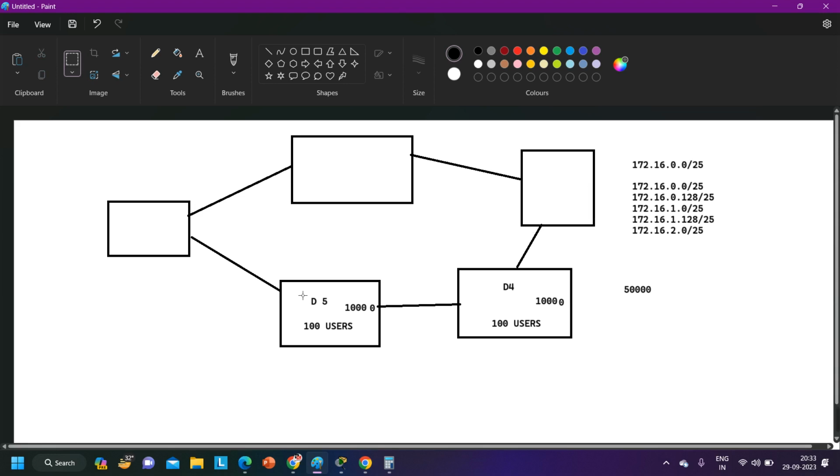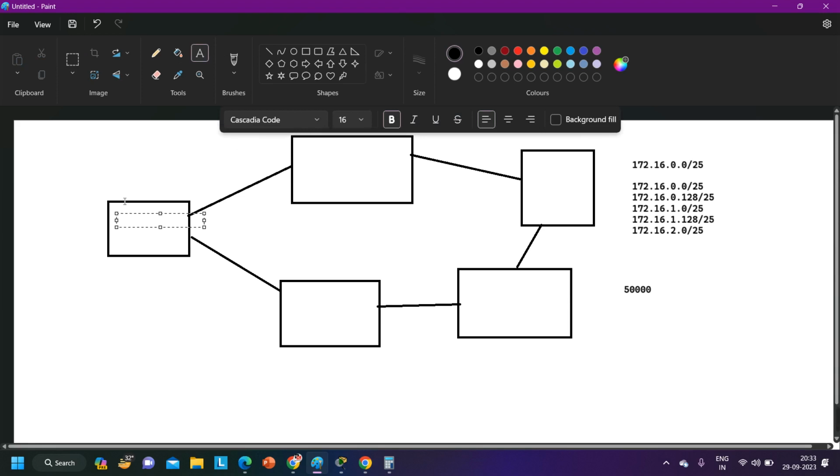Now if the size of the departments is not the same, the size of each department is different. Let's say in department 1, 100 users are there, here 50 users are there, here 20 users are there, here 10 users are there, and here 5 users are there. Now this time how will you divide the network, how will you perform subnetting? First of all, can I use IP addressing from class C?